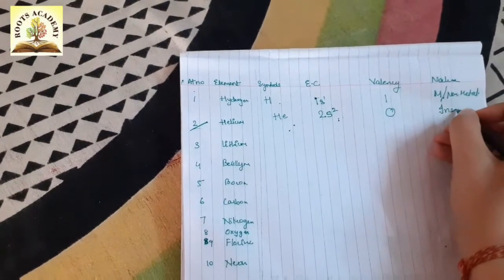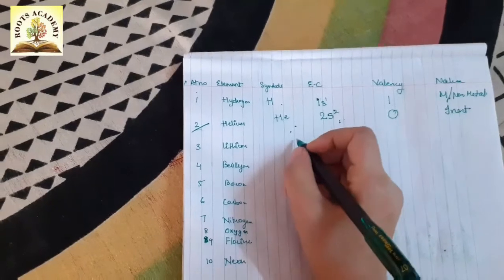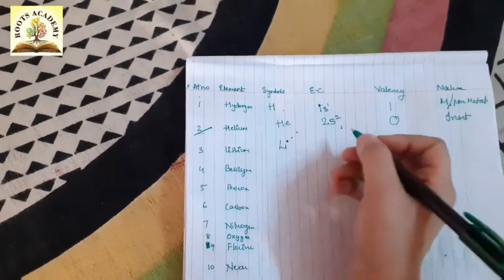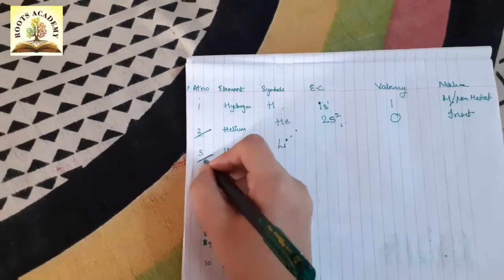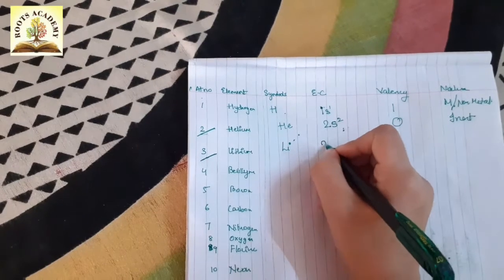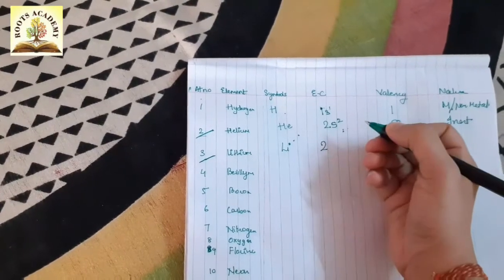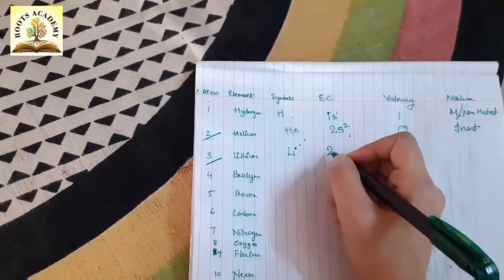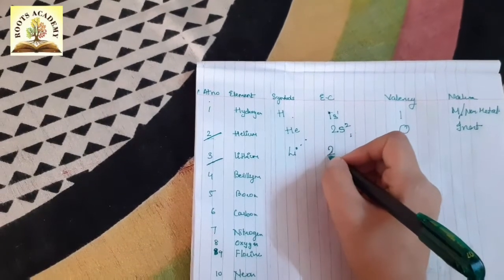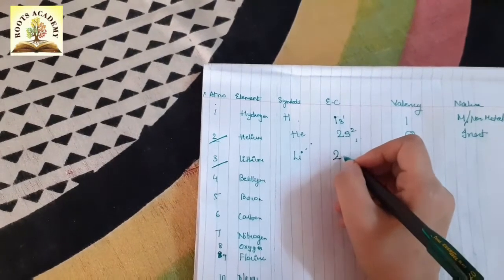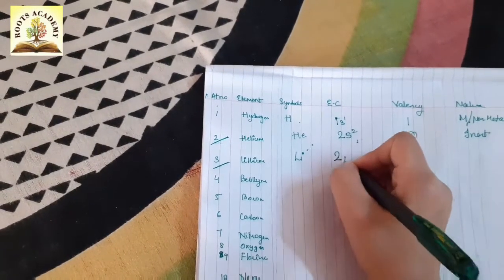So again, the nature will be inert or noble gas. What about lithium? Lithium's symbol is Li. It has 3 electrons in the outermost orbit. That means in the inner orbit, because you have done the concept of 2n square, the arrangement of electrons, in the inner orbit, that is the K shell, the maximum it takes is 2 electrons, and the remaining, that is 1 electron, goes in the second shell.